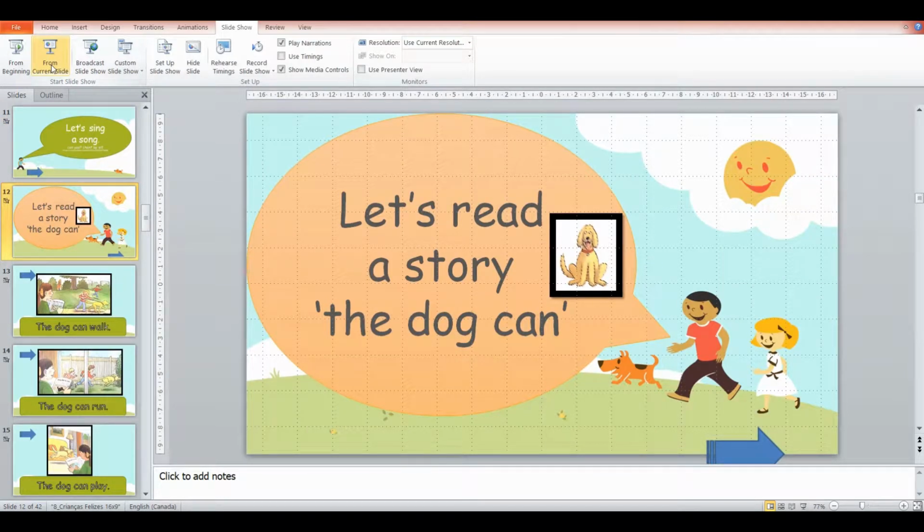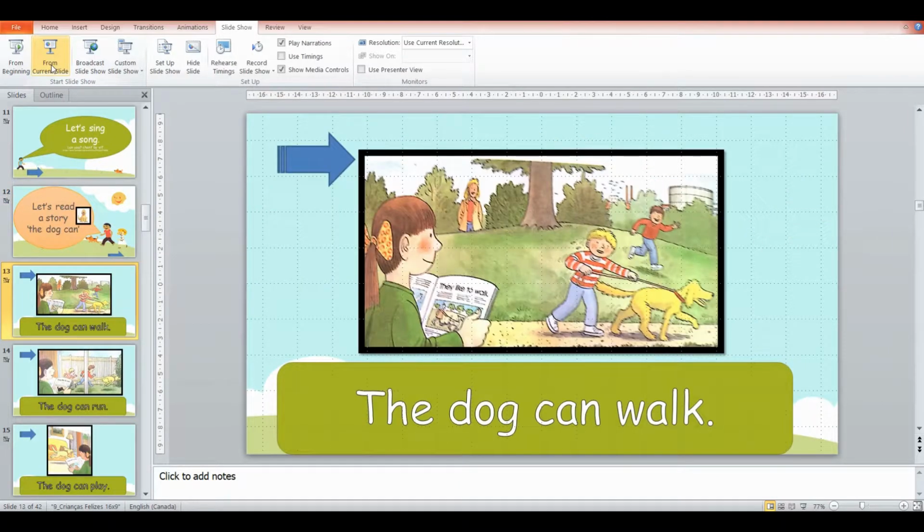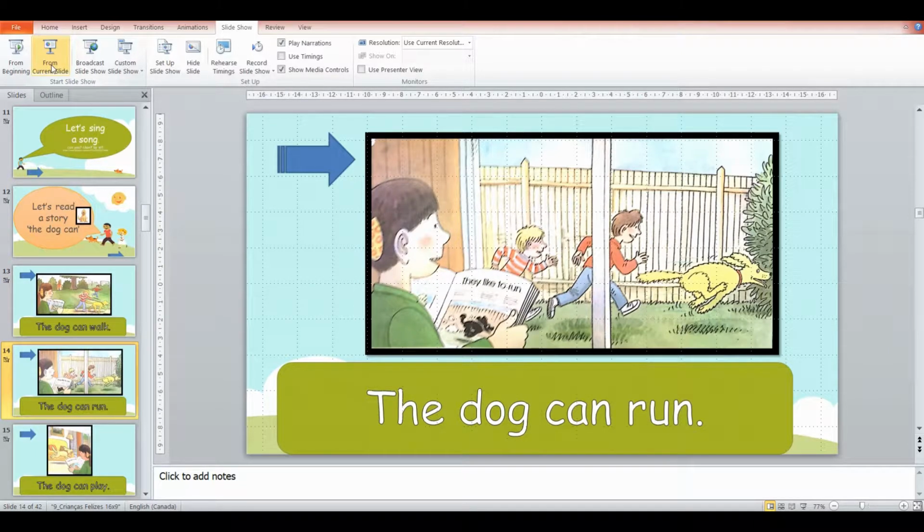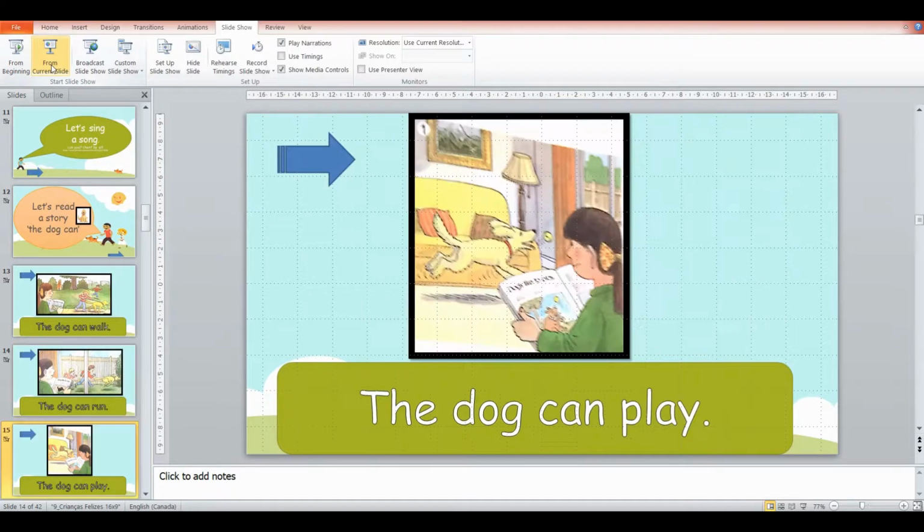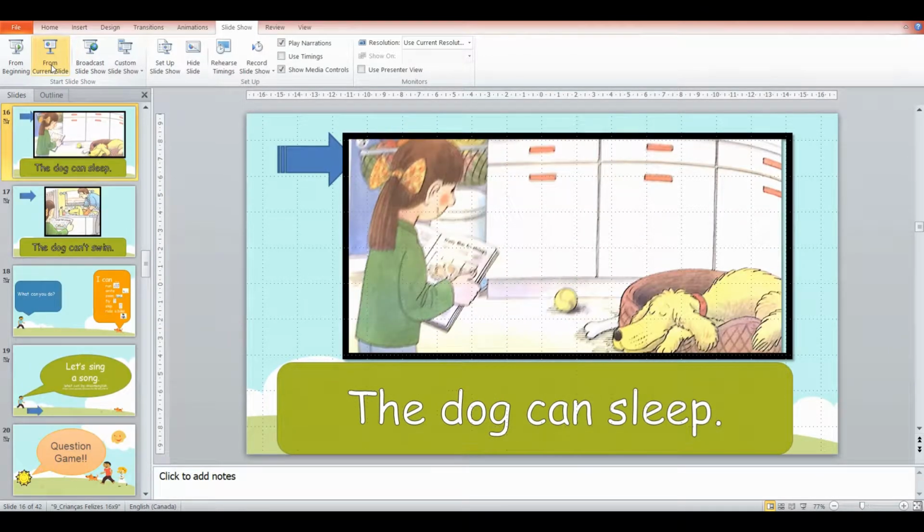And then we'll go back to doing a story about what the dog can do. So we'll read this story together as a class, and it's using the same words and structure that we went over before. And it's nice and a cute story.